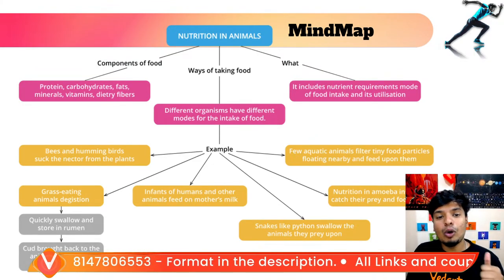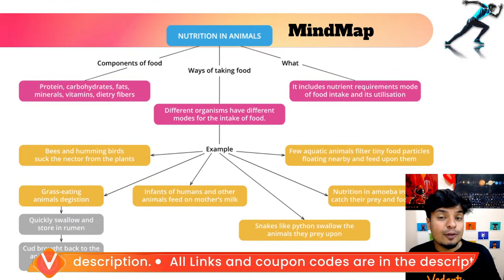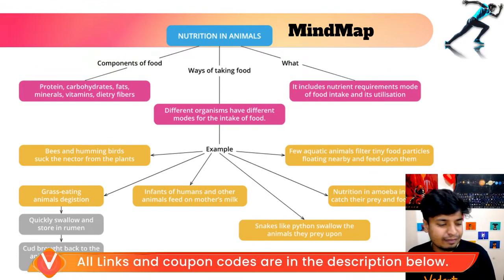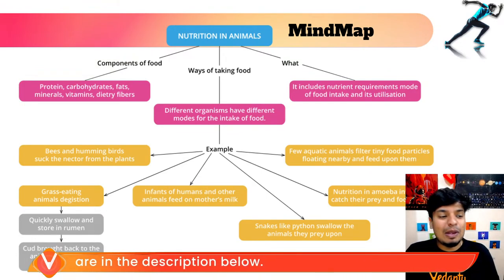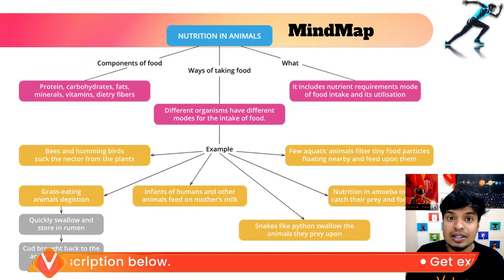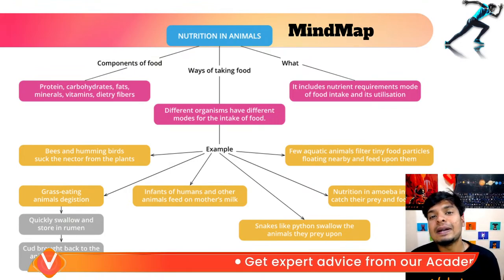Now, when we talk about proteins, why do animals need protein? Protein is for growth and repair. It builds our body. It makes our muscles. That's why people go to the gym and take protein shakes, because they want to build their muscles. It's for growth and repair.